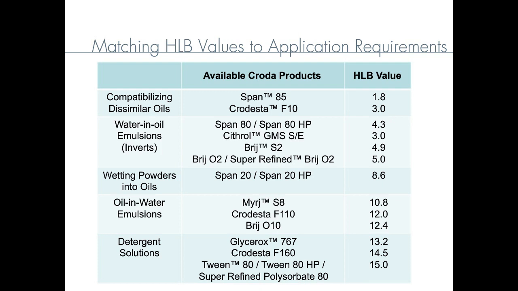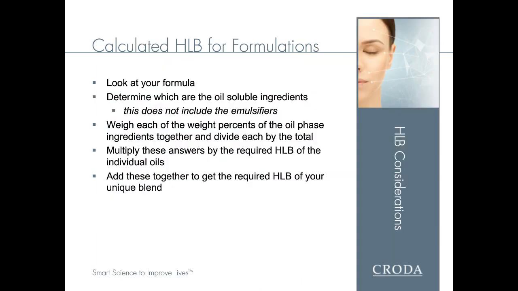If you were to combine surfactants, 50% SPAN 80 and 50% Tween 80 give an HLB of 9.6 and could be used for an oil in water emulsion. Now I will go over how to calculate the required HLB for a formulation.